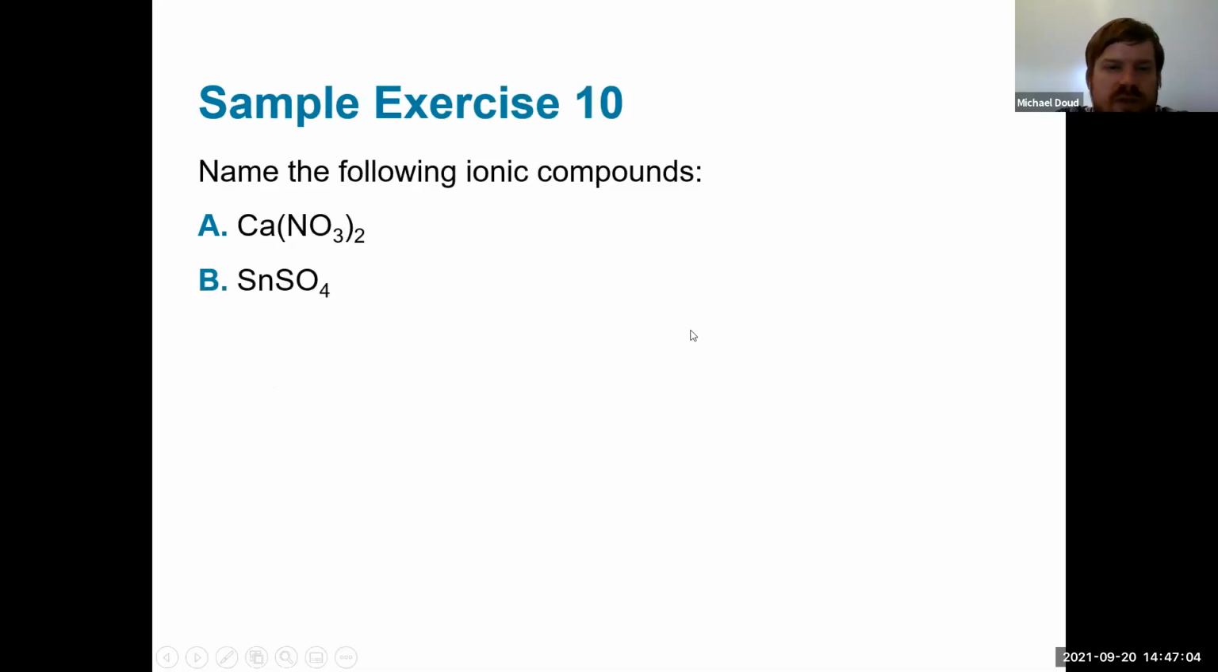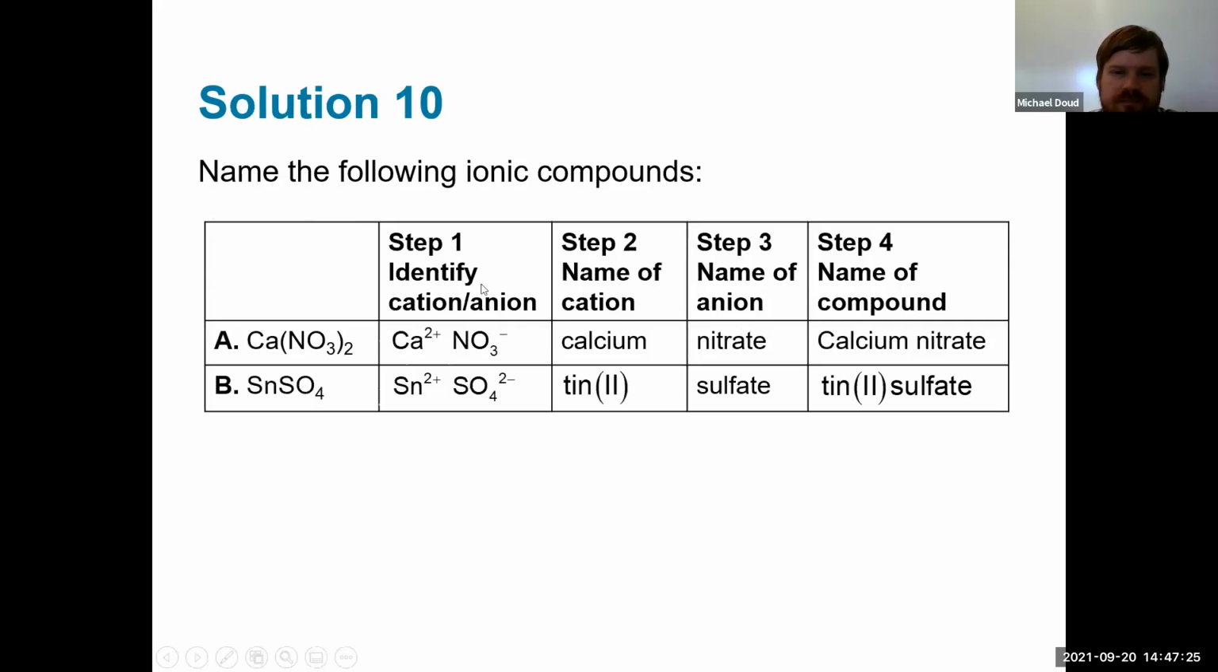All right, and give me the names for these compounds for sample exercise 10. Pause the video, and when you come back, we'll look at the answers. Take your time, go to pause, and we're back. Ca(NO3)2, Ca is calcium, NO3- is nitrate, so this is calcium nitrate. Sn(SO4), well, SO4 2- is sulfate. To balance that 2- charge, tin has to have a +2 charge, so that means it must be tin(II) as our cation. So the correct name of the compound is tin(II) sulfate.